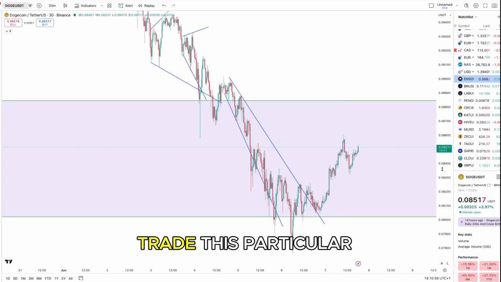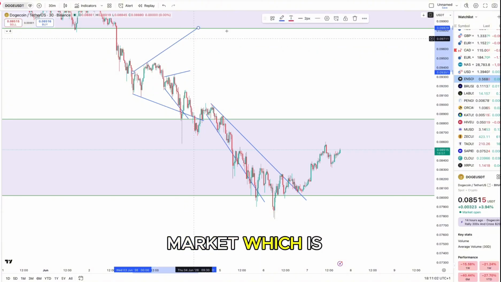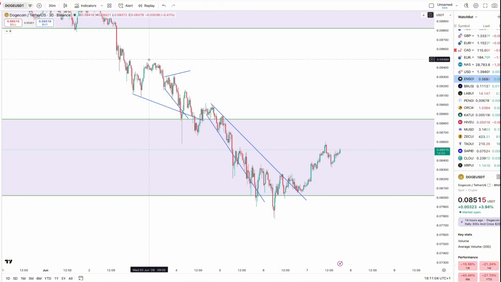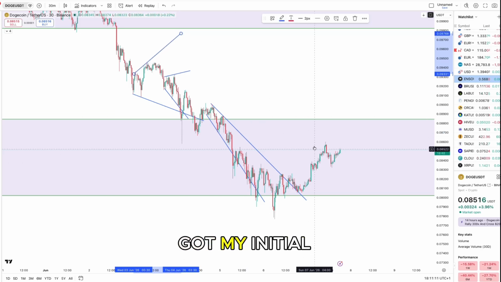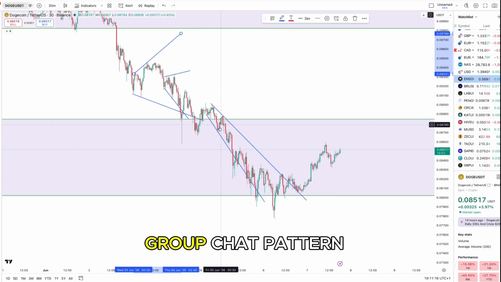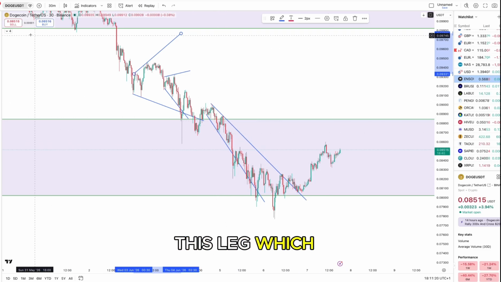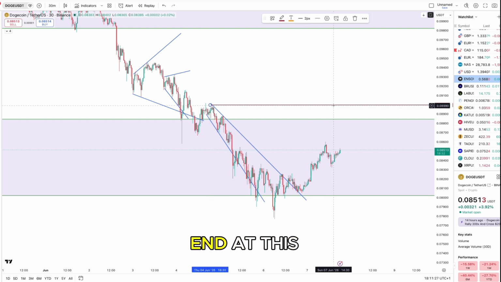So trying to trade this particular market, which is my Doge, I got my initial, and the only place I have a good chart pattern is on this leg, which we end at this place. So right now, price can categorically end at this particular zone. That means this wedge will be complete.